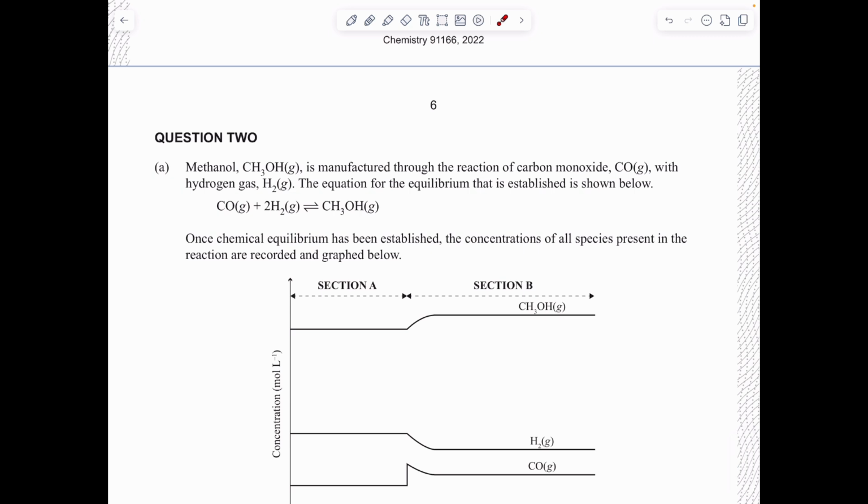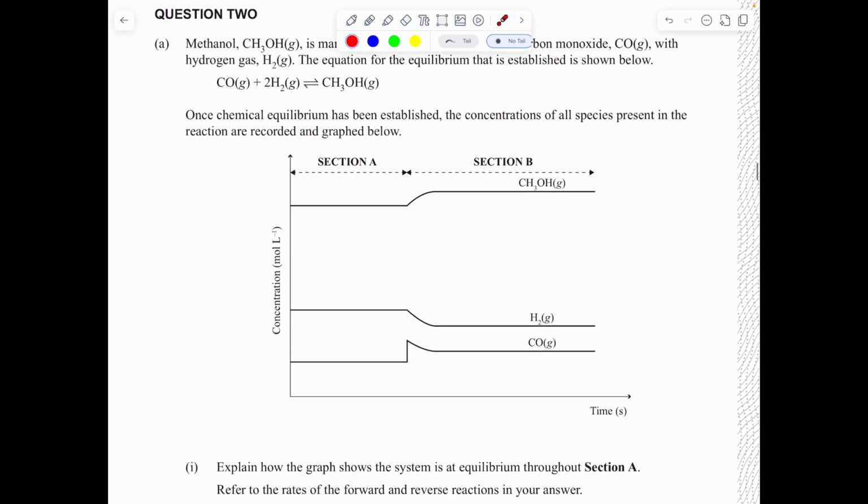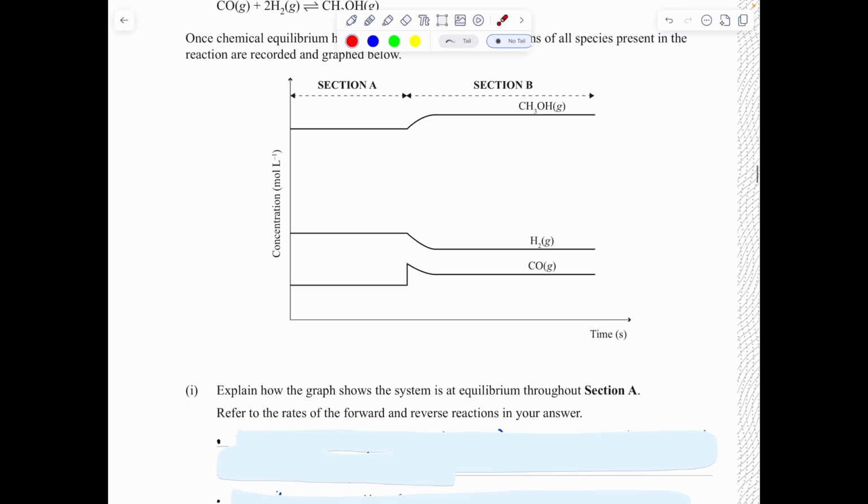Question 2. Methanol is manufactured through the reaction of carbon monoxide with hydrogen gas. The equation for the equilibrium that is established is shown below. Once chemical equilibrium has been established, the concentrations of all species present in the reaction are recorded and graphed below. Okay, so we need to explain how the graph shows the system is at equilibrium through section A. Refer to the rates of the forward and reverse reactions in your answer.